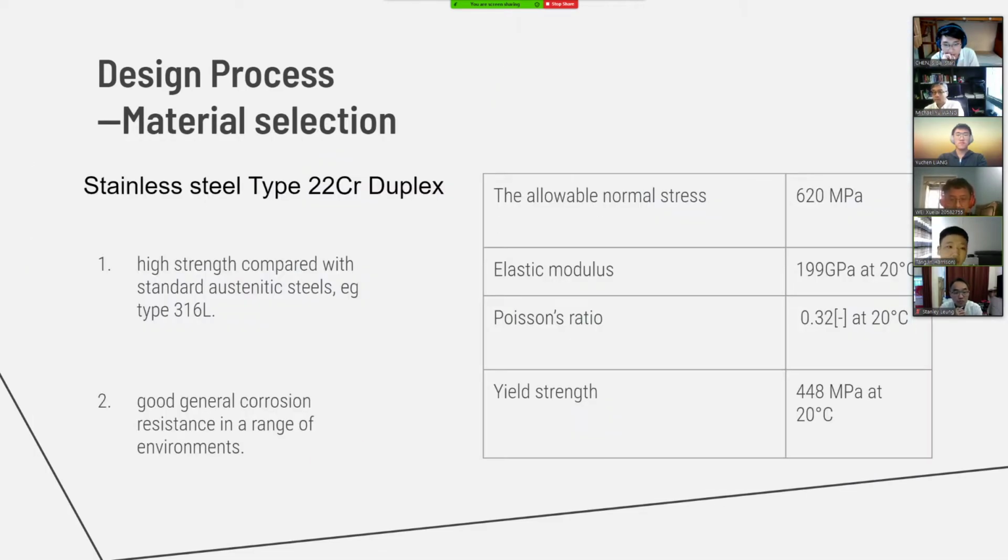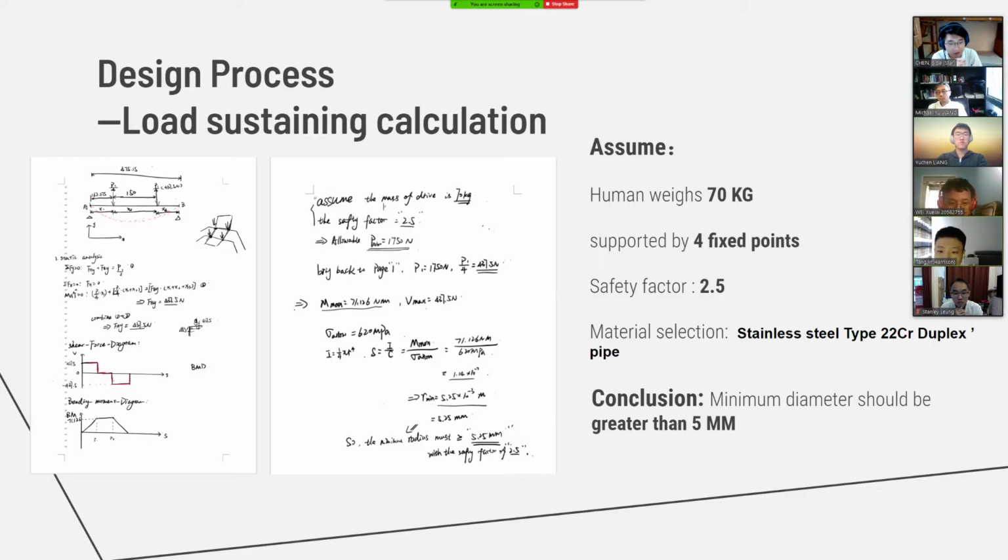Okay, next please. For the material selection, since this is the final material we are going to use, it has an allowable stress and yield strength that are quite enough, and the elastic modulus is also good. This means it won't have too much deformation when pressure is applied. Okay, next please.